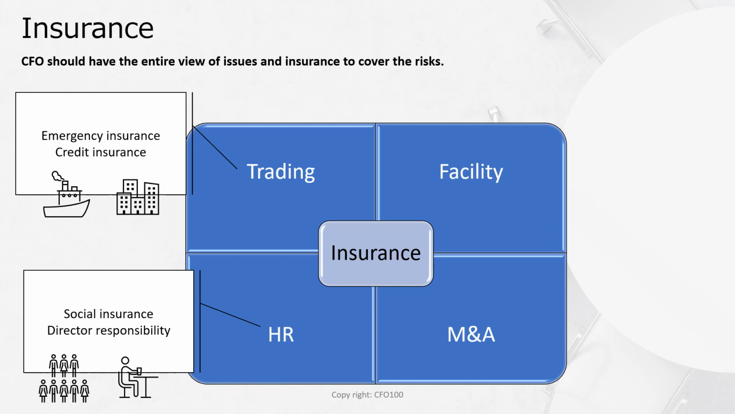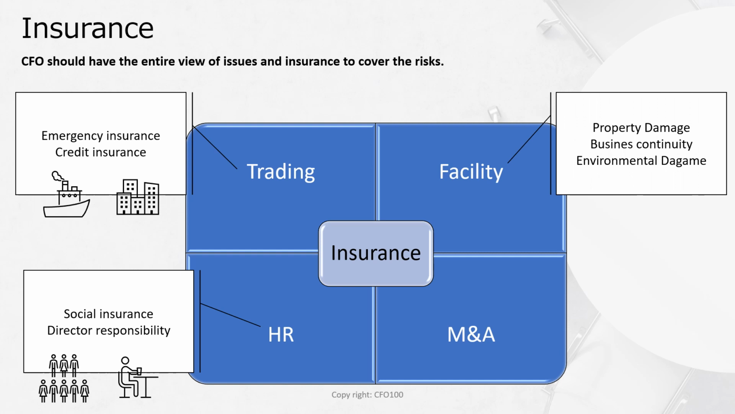The third category you can see in the box right above. There is insurance related to facility accidents. It mainly consists of three parts: property damage insurance and business continuity insurance are two of them. Environmental insurance has a little bit different taste, but it is included in this category.